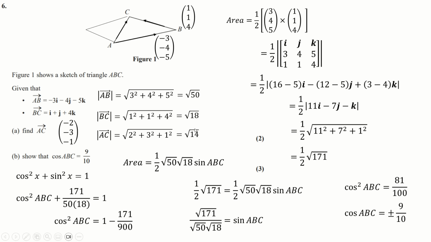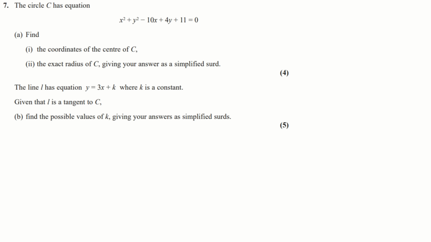But it's not. That's actually the shortest side of the triangle. So this is an acute angle, and so therefore this is positive 9 over 10. And that explanation will get us the marks.